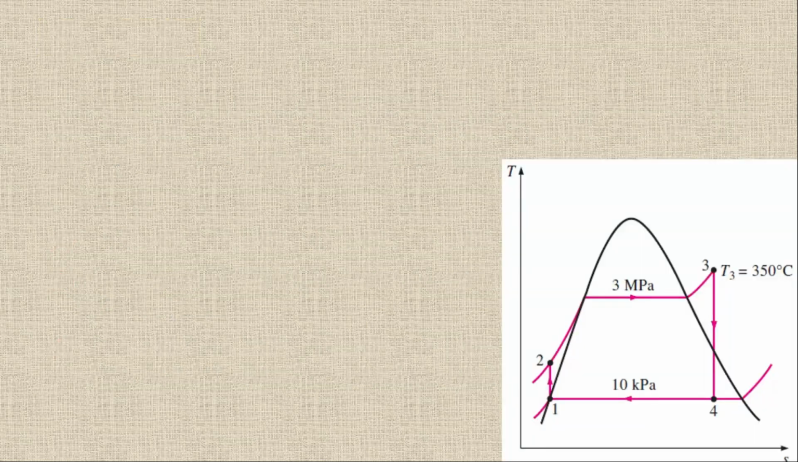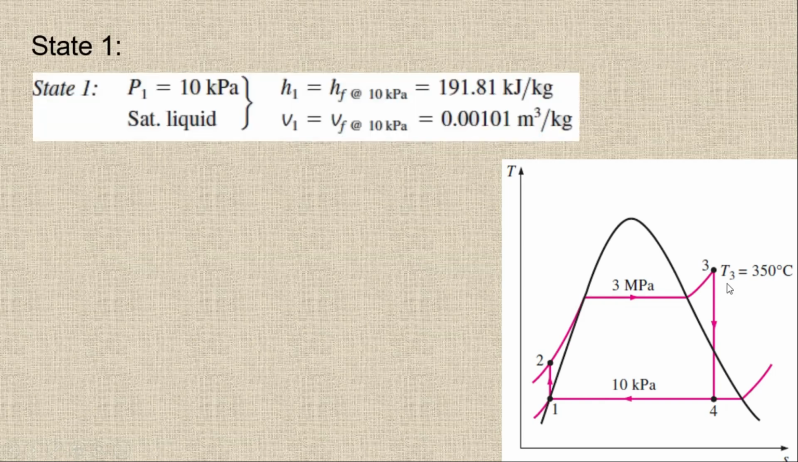So here, first of all, we have the TS diagram. Here we have 10 kilopascal instead of 75 kilopascal. The rest is the same. So at step number 1, we have 10 kilopascal. We have saturated liquid at this point. Ideally, this point is always on the saturated liquid line. So we have H1, which is HF at 10 kilopascal, and we will get 191.81, and V1 is equal to VF, and we are going to get 0.00101 at state number 1.